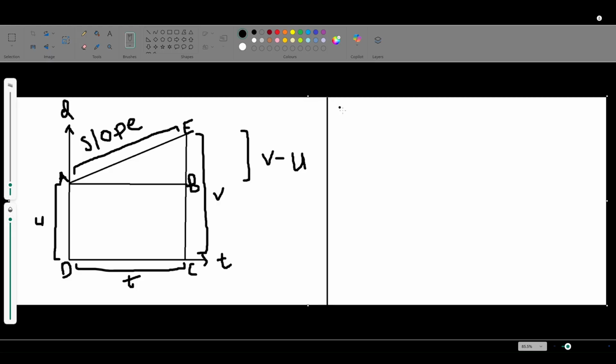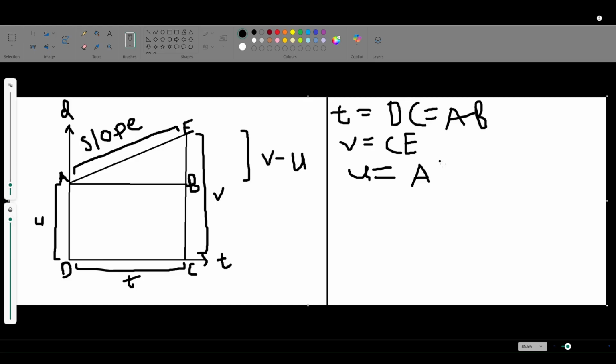First we will write time. t here is DC, and also AB, because as you can see, it is also time. And we will write v here, which is CE, u, which is AD, and v minus u, which is EB.